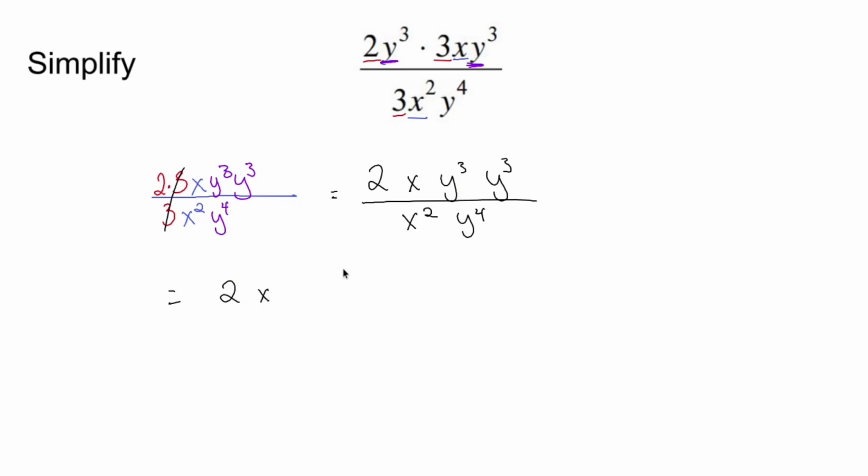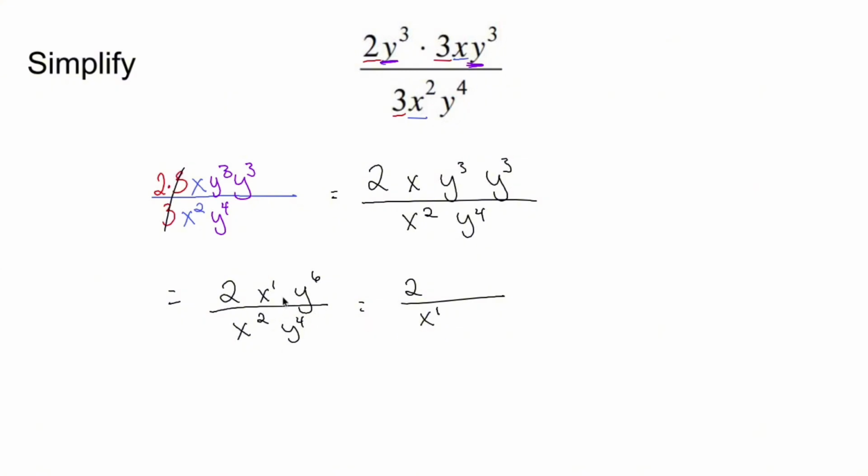So nothing happens with 2, nothing happens with x. But since I have y to the third times y to the third, when you multiply terms of the same base, add the exponents. So you become y to the sixth. That's going to be over x squared, y to the fourth. Okay, let's simplify some more. 2 is just 2, nothing happens. When you divide terms of the same base, figure out which side is more powerful. The denominator in this case has one more x than the numerator. That's an invisible 1. So you keep the x in the denominator, subtract the exponents, 2 minus 1 is 1, and put the 1 right there.